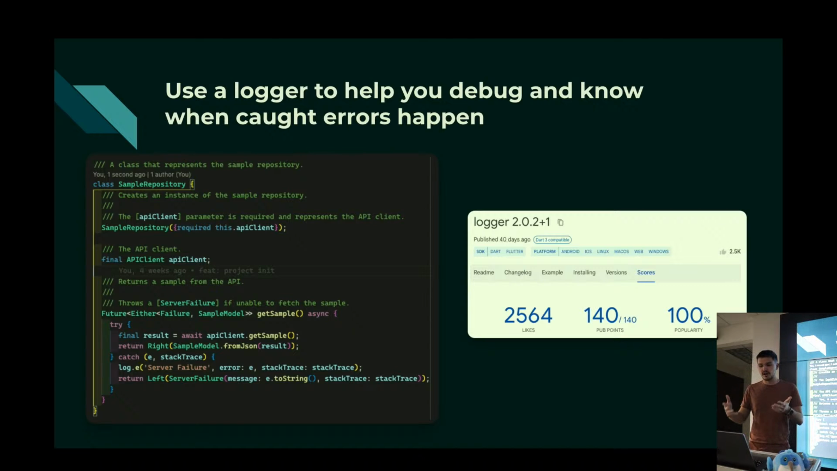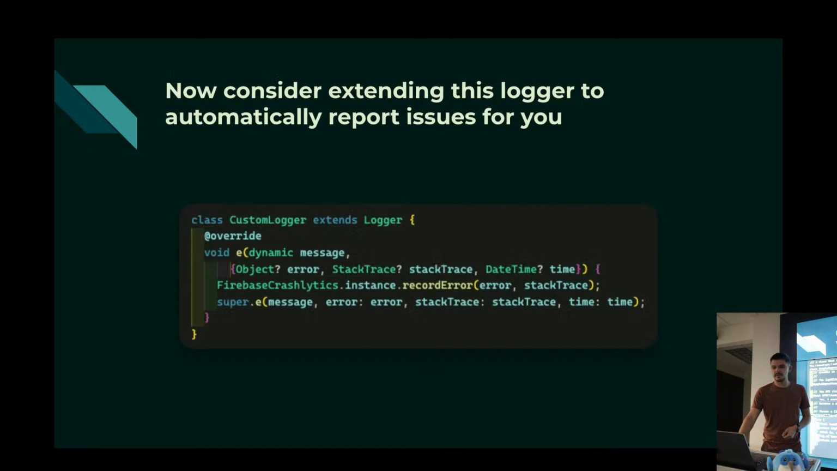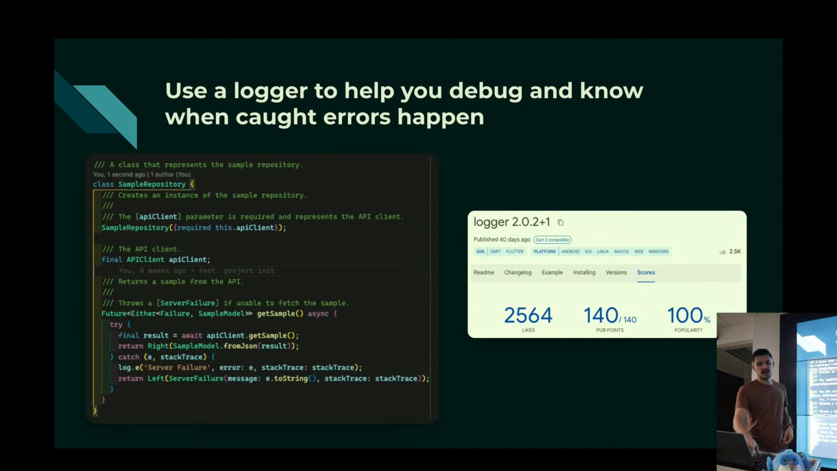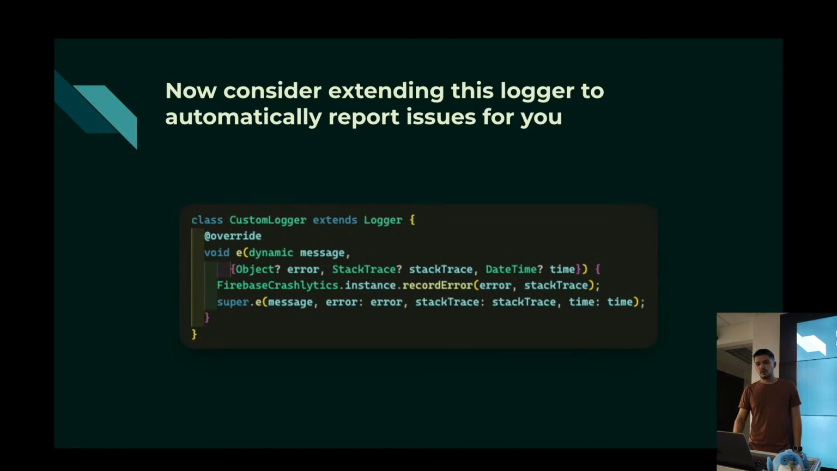But when you use a logger like this, it gives you some extra options. An example of that is consider extending this logger to automatically report these issues for you. You just saw in this code example, we're calling log.e, which is the error log, and it's basically going to print out the server failure, the error itself, and then the stack trace really nicely in red in our console, and that's great. But just like we said, we wouldn't be able to see that otherwise.